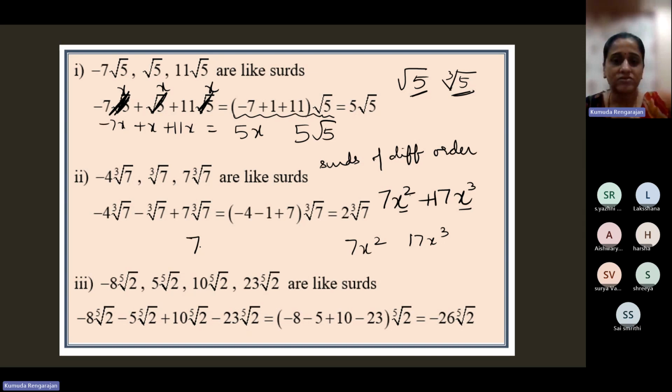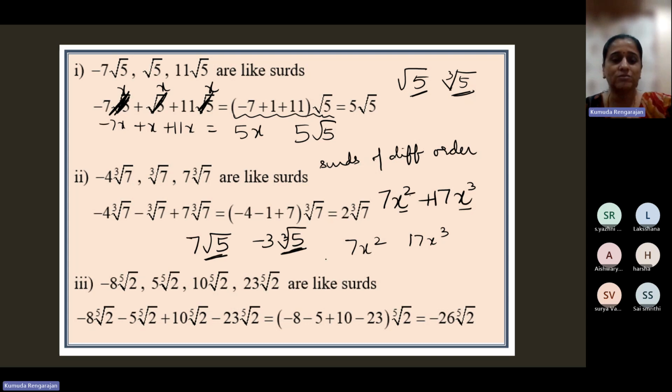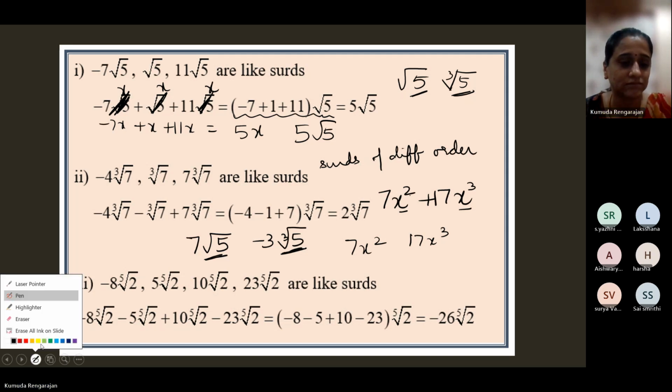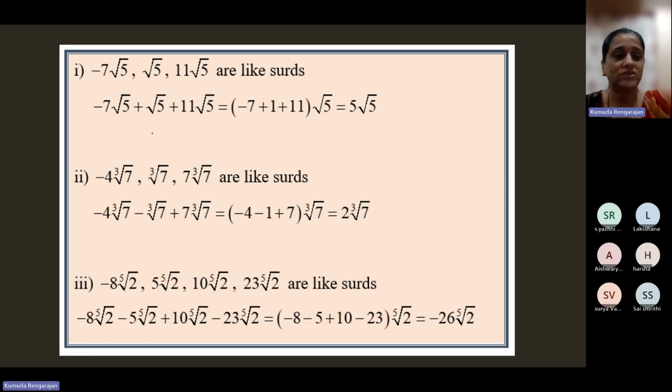In the same way, 7 into square root of 5 and, say, minus 3 into cube root of 5 are not like surds. They're surds of different order. This is the irrational factor, and the irrational factor is not the same. So you cannot add or subtract them. So just treat this as an x.